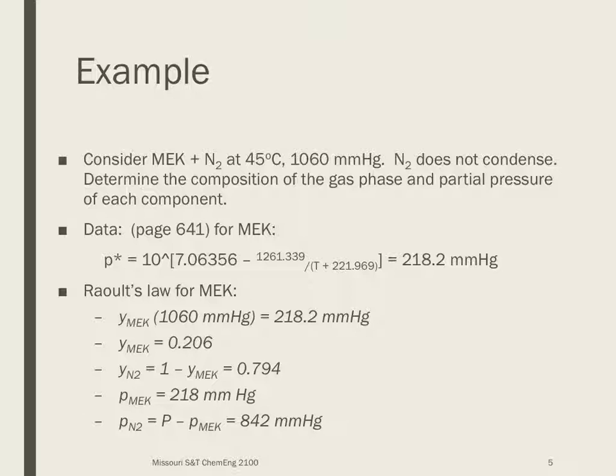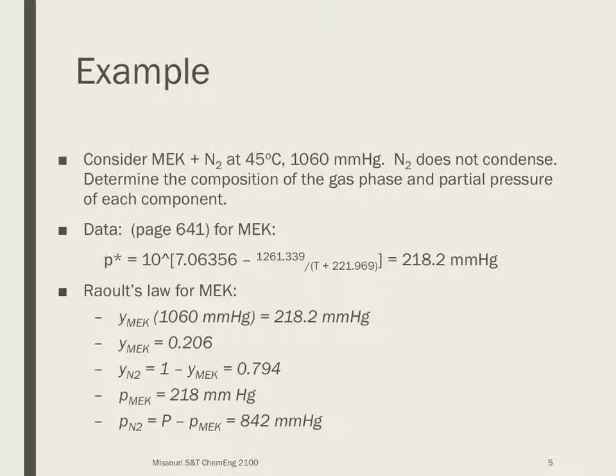So finding the data in the appendix of the textbook, I found that at 45 degrees C, the vapor pressure for MEK was 218.2 millimeters of mercury. And you should take the time to go into the appendix and confirm that you also would get these numbers. It's possible I get the numbers wrong. I don't always hit the buttons on the calculator perfectly.